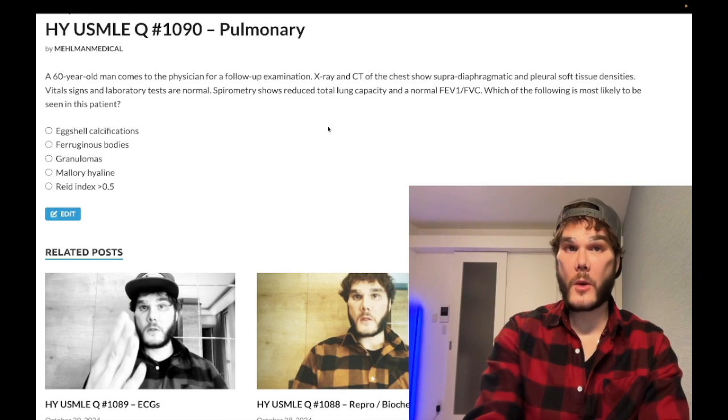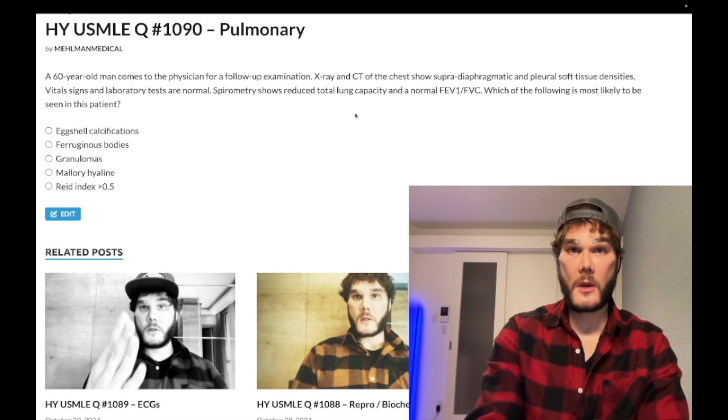How's it going, guys? Past level question for pulmonary for Step 1. 60-year-old man. He's got X-ray CT showing supradiaphragmatic pleural soft tissue densities, vitals and laboratory tests normal, and spirometry showing us a restrictive lung pattern. Your lung volumes are decreased. Your FEV1 over FVC is normal or increased.